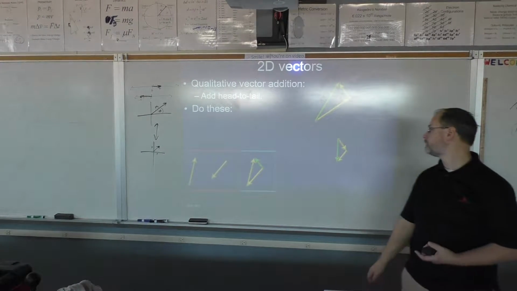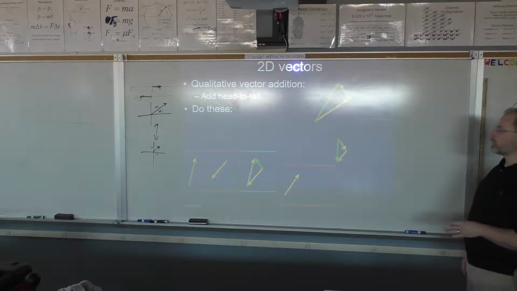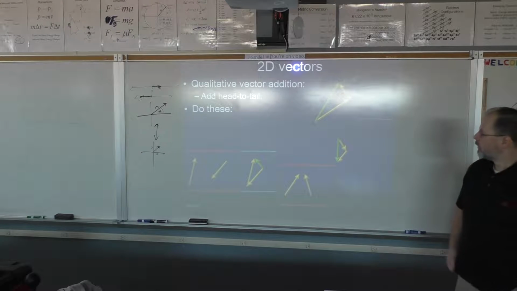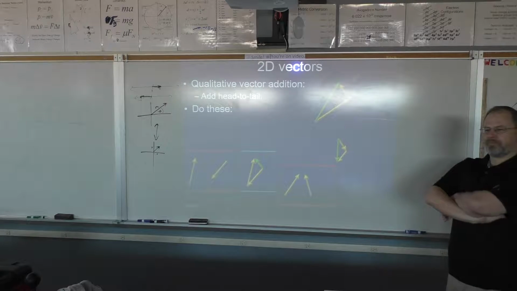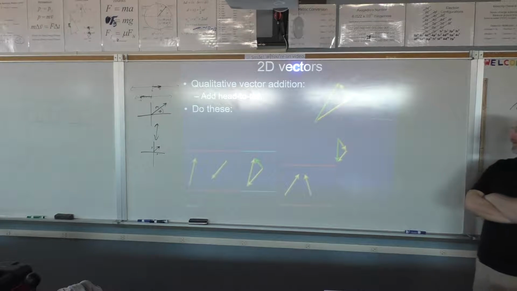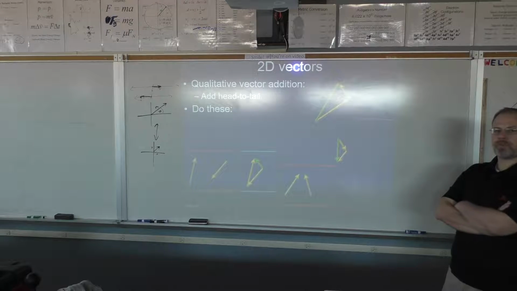Okay. How about one more? So now we've got two vectors pointing in the y direction. One's got a positive x, one's got a negative x. What's the resultant going to look like? One is very, very big y, one is a little bit positive x, the other one is very positive y, the other one is a little bit negative x.